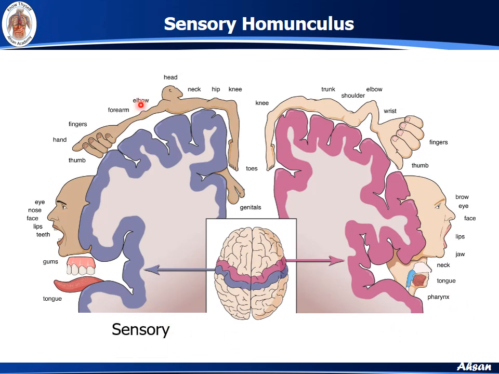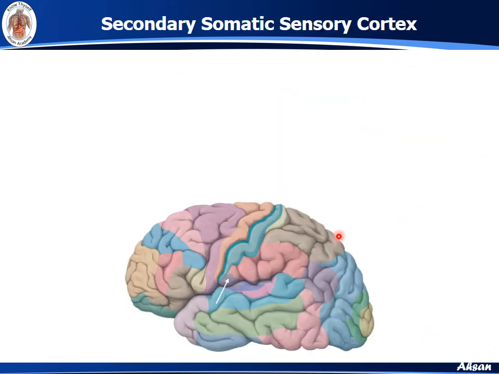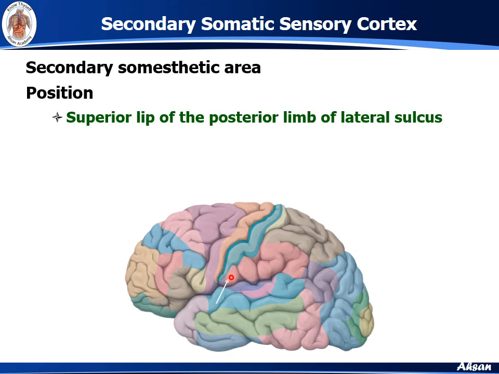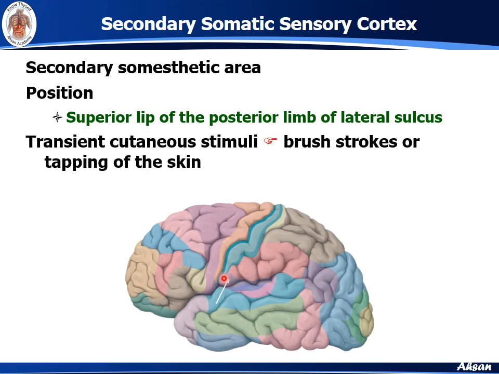This is the sensory homunculus, and in this figure it is compared with the motor one on the right side. The secondary somesthetic area is situated at the lower part of the postcentral gyrus, extending into the upper lip of the lateral sulcus. It is a very small area.